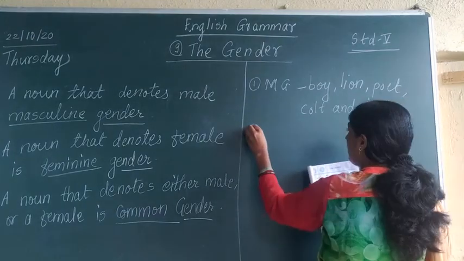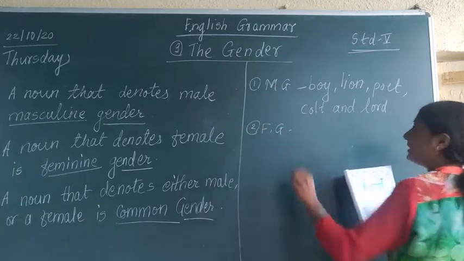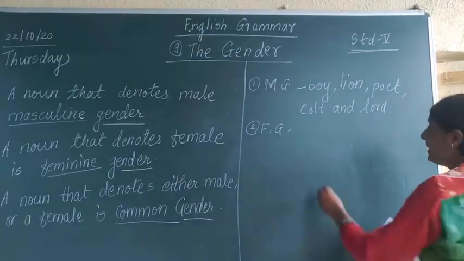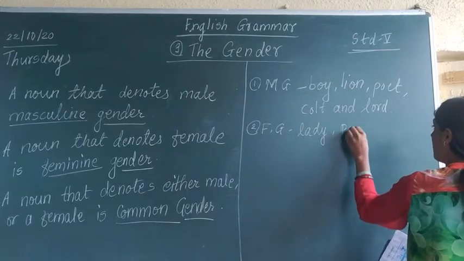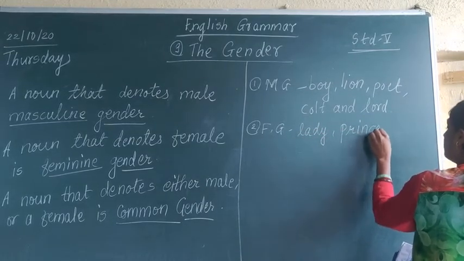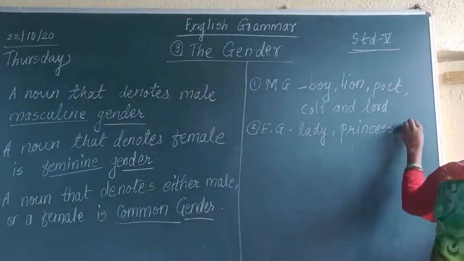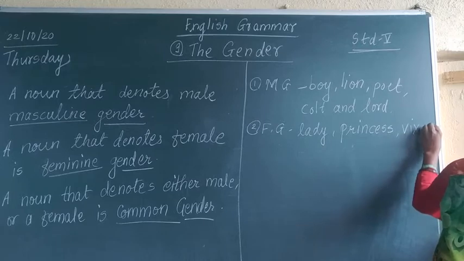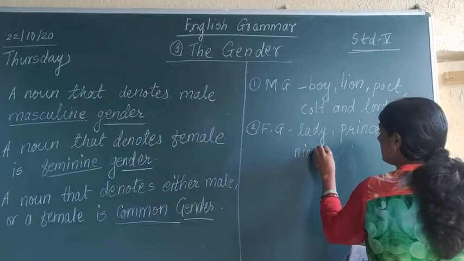Okay. Now feminine gender. Examples of feminine gender are what? Examples of feminine gender are lady, L-A-D-Y, lady, princess, vixen, niece, N-I-E-C-E, niece.